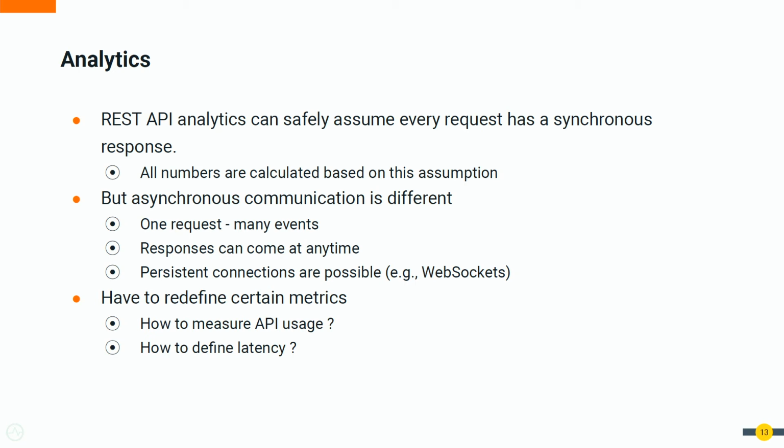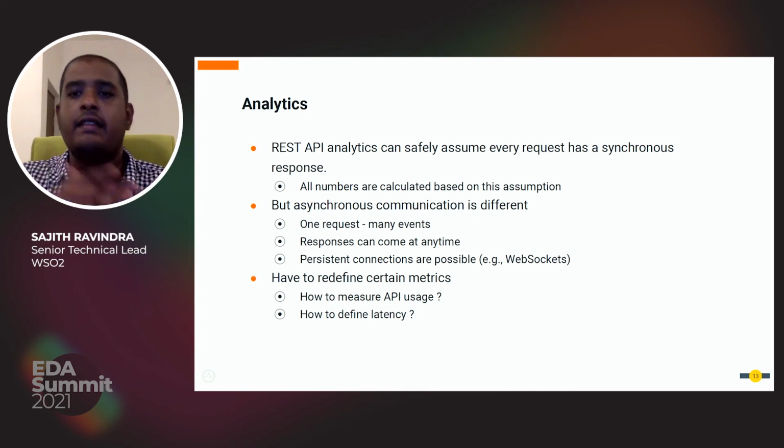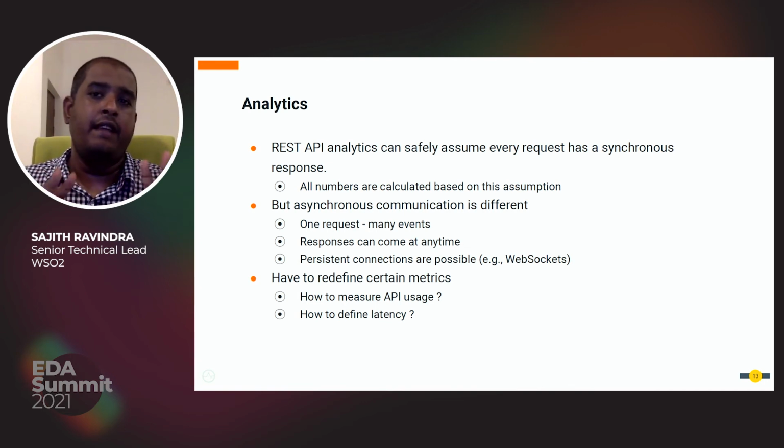So for an example, let's say how do we define what API usage means? In RESTful, it's quite simple. It's the number of requests. But in the streaming world, can we say so? It's actually an open question. Can we say it's the number of requests, or the number of subscriptions that were made, or the number of events that have flown through so far? Right. So therefore, we need to define.